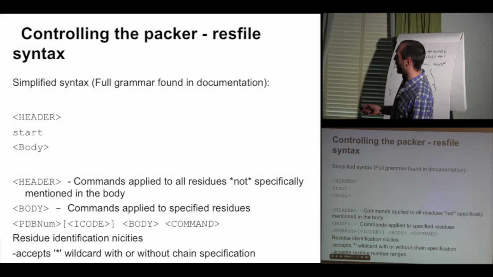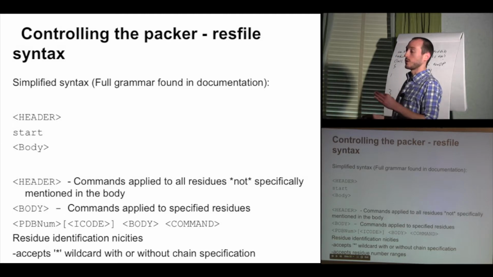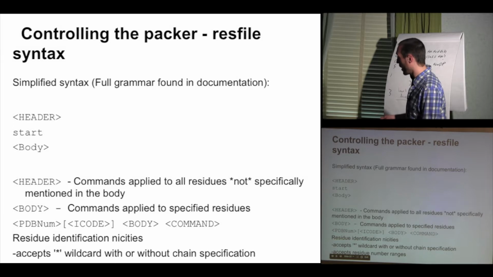It basically boils down into a header section, a line that says start, and a body section. The header section is comprised of commands that apply to all residues that are not specifically mentioned in the body. The body is for commands applied to specific residues or residue ranges. The syntax for that is your PDB num. If you have an insertion code, that would go here, but you don't necessarily need one. That's what the square brackets are for. You can leave that out if you want.